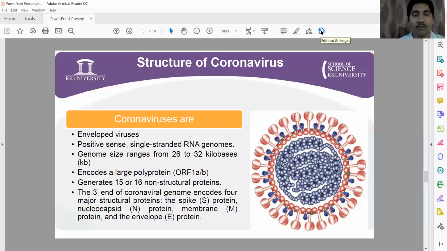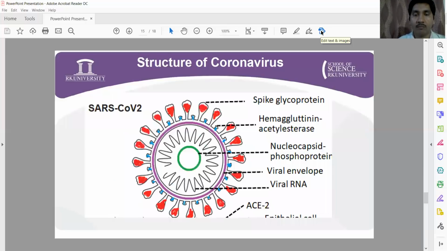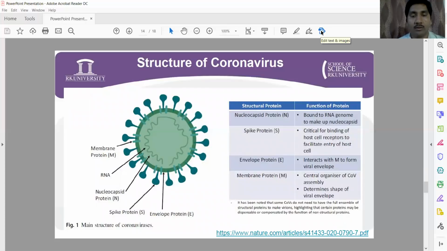The 3' end of the coronavirus genome encodes 4 major structural proteins, those which make up the structure. These structural proteins are the spike protein, the nucleocapsid protein, the membrane protein, and the envelope protein. Here you can see in this image the various functions of these structural proteins. The nucleocapsid protein is represented by N, the spike protein by S, the envelope protein by E, and the membrane protein by M.